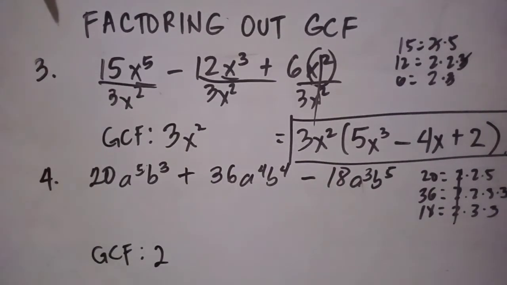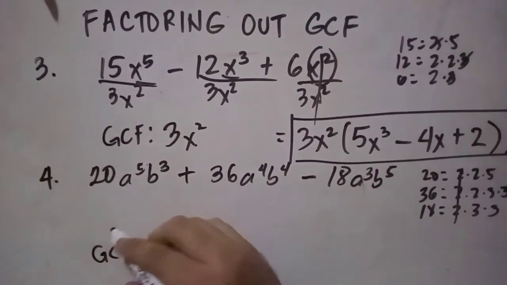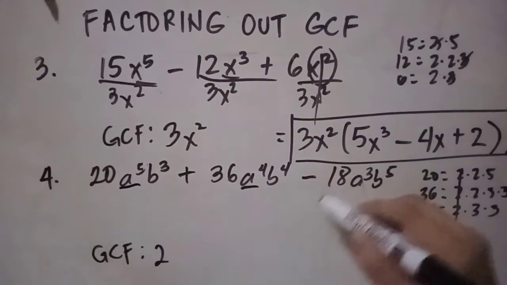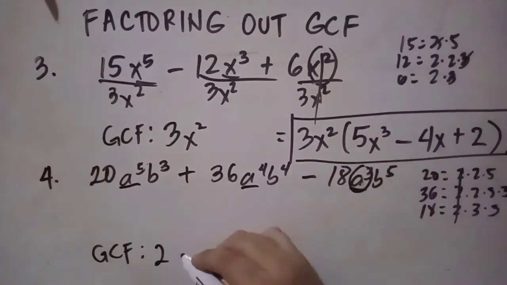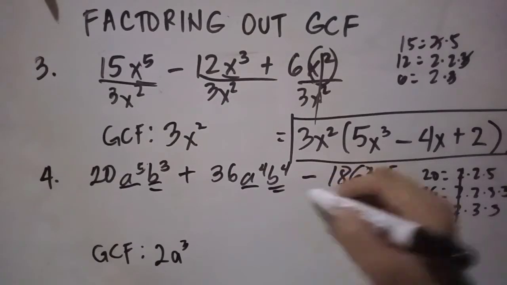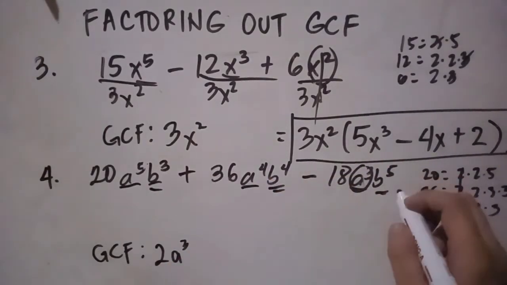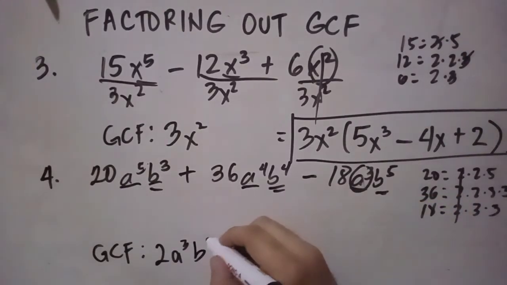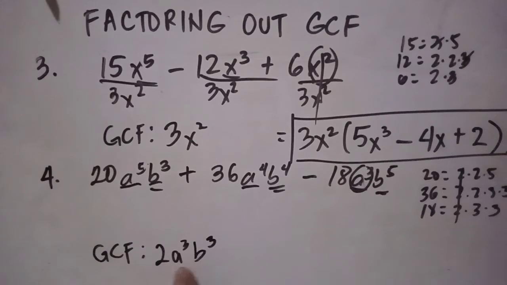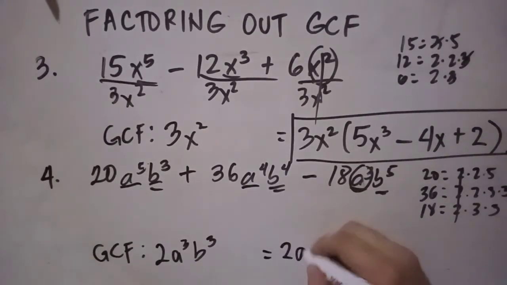Okay? Next. Pagdating naman sa variables, so, a to the 5th muna. A to the 5th power, a to the 4th, and a cube. So, the smallest is a cube. So, this is included sa GCF natin. And then, sa pagdating naman sa b, b cube, b to the 4th, b to the 5th. So, the smallest is b cube. So, yan yung GCF nila. So, the GCF is 2a cube, b cube. Okay? Yan yung first factor natin.